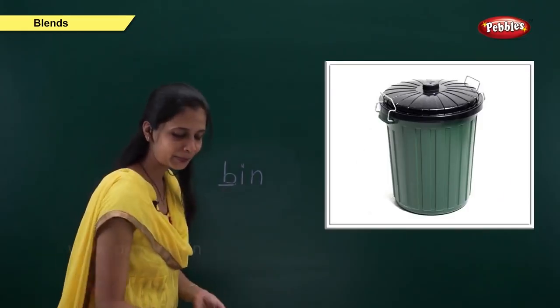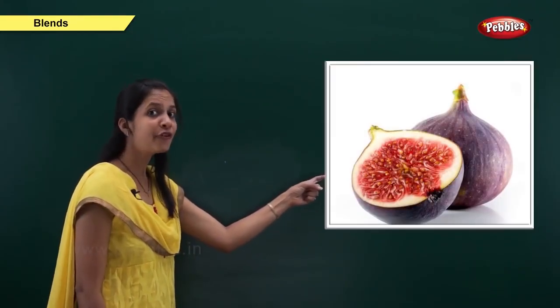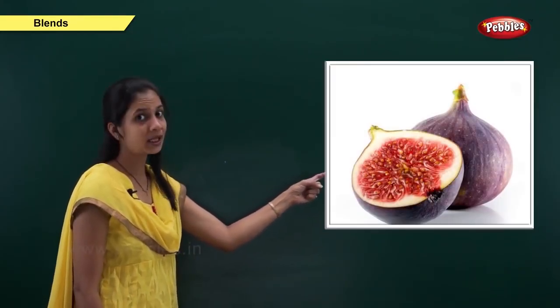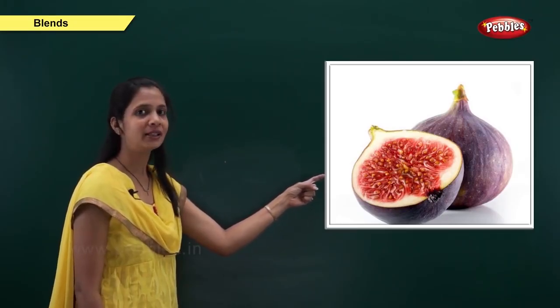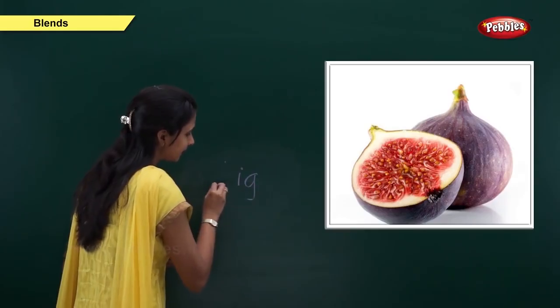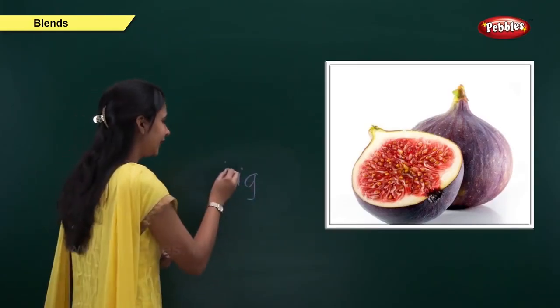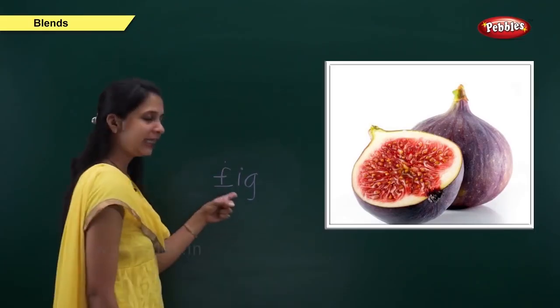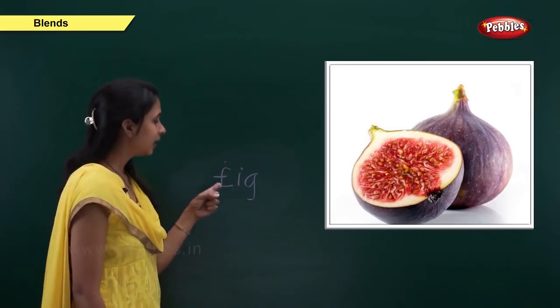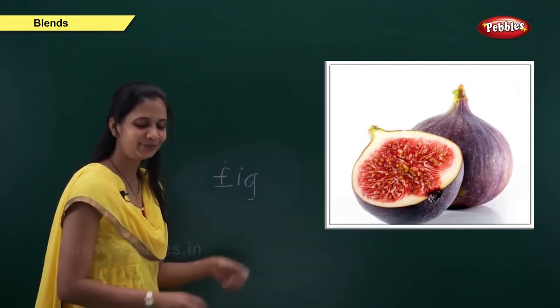Okay. Now next one. What is it? Yes, it is fig. So what is the beginning sound of it? F. Yes. So the letter is F. F-I-G. Fig. Okay.